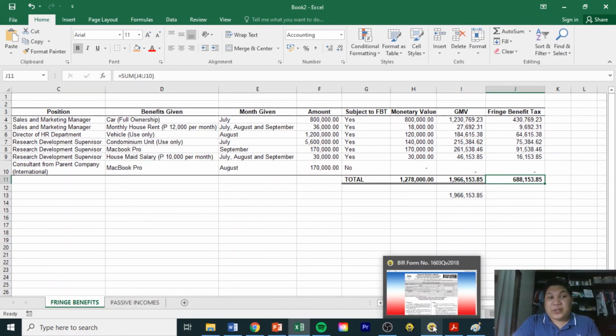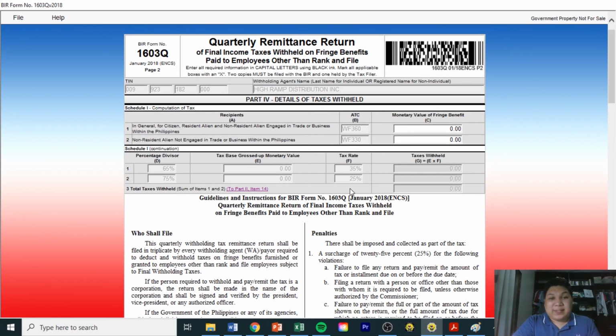We don't have non-resident aliens that engage in trade or business. So here it says in item 1, in general for citizen, resident alien, and non-resident alien engaged in trade or business, so this must be the 35%. Okay, this one. While number 2 says non-resident alien not engaged in trade or business. So I will enter here the monetary value of the fringe benefit.